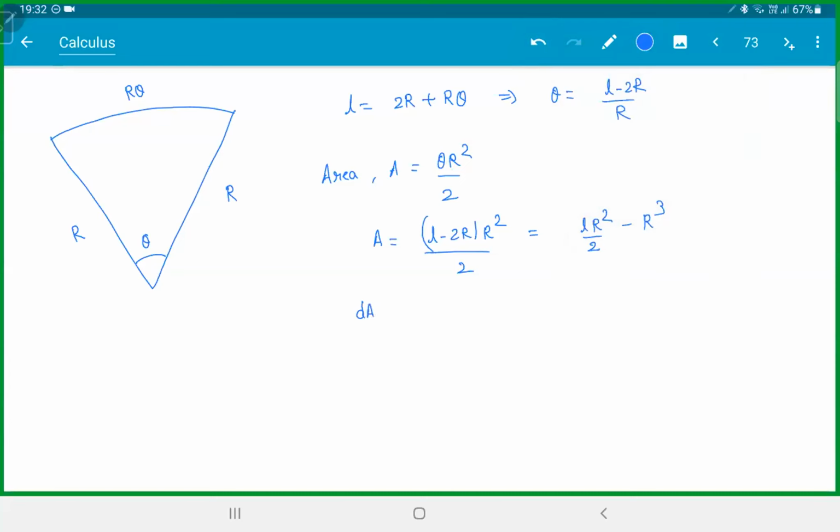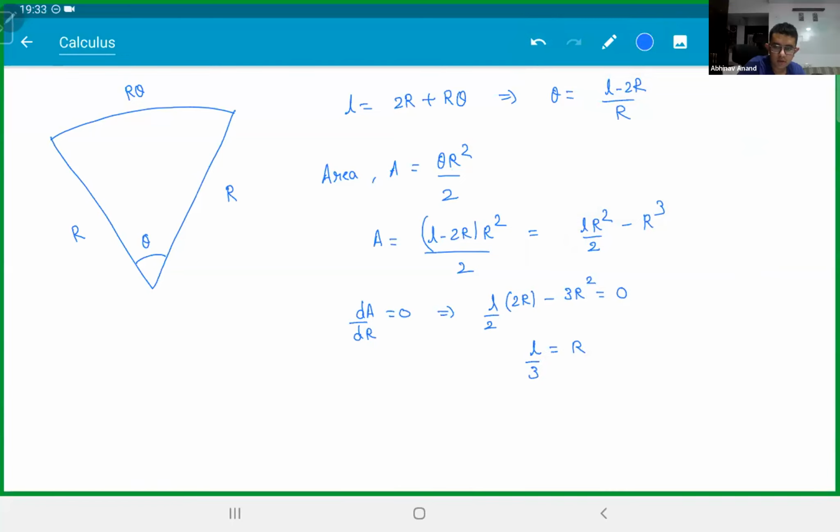So dA by dr is 0. L is constant here. This will be 2R minus 3R square. 2 cancels off. L by 3 is R. Did I goof up somewhere?